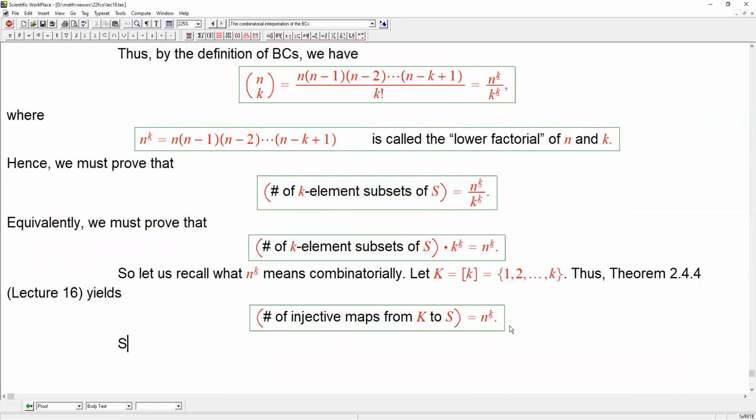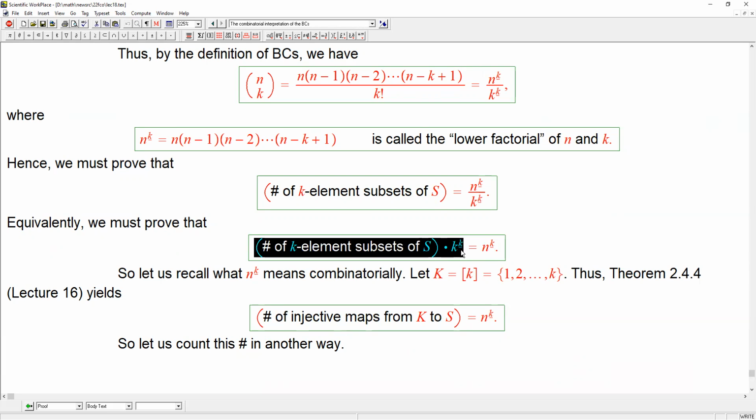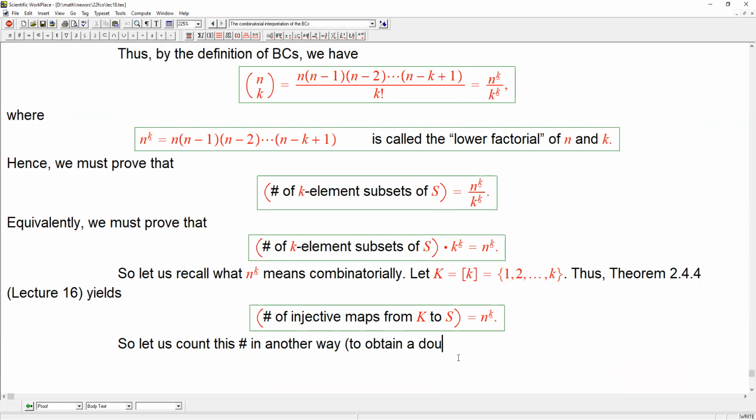All right, so let us count this number in another way. We already counted it once, and we got n lower factorial k. Now let's count it again and get the left-hand side. So we do double counting, basically. So to obtain a double counting proof, to that purpose, we recall the notion of the range of a map.